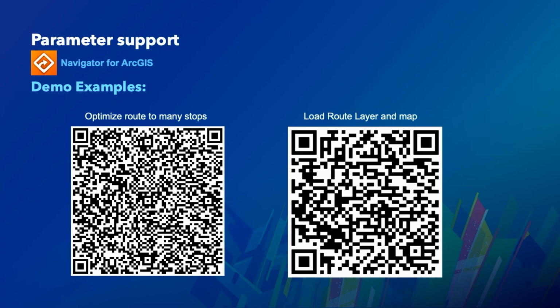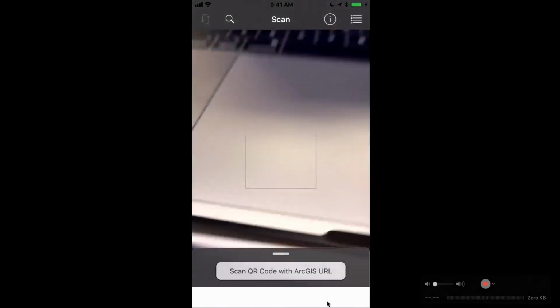So a couple quick demos. I'll show you one, how you can provide a list of stops to Navigator, and then also let Navigator optimize that for you. And then I'll show how you can actually load that route layer into Navigator.